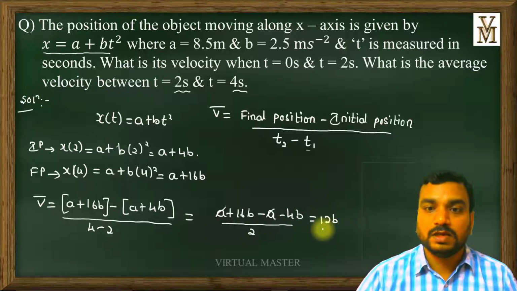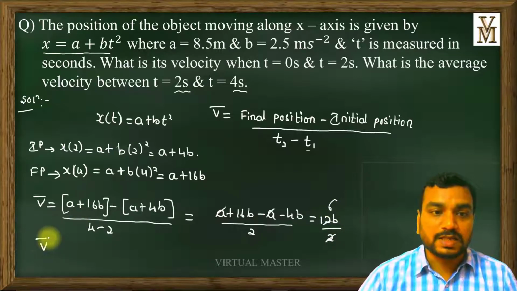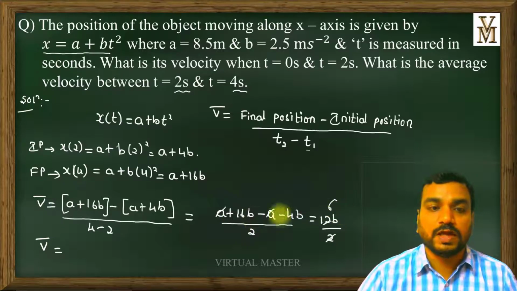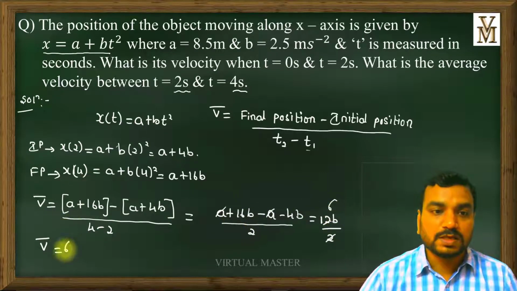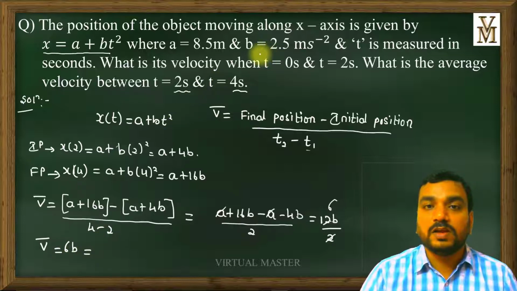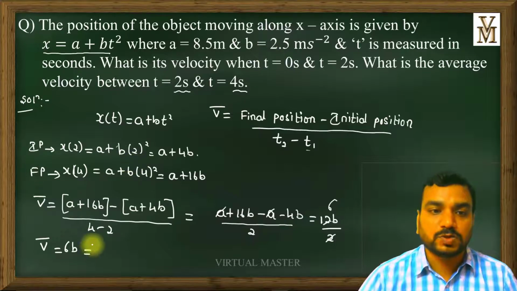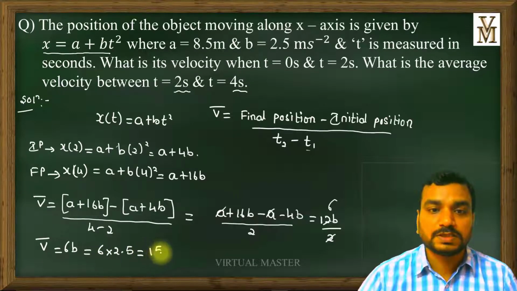12b divided by 2. 2 ones are 2, 2 sixes are 12. So finally average velocity v bar will be equals to 6b. Okay, 6 into b. Now what is the value of b here? The value of b is given 2.5. So I can substitute here 6 into 2.5, which will be equals to 15 meter per second.